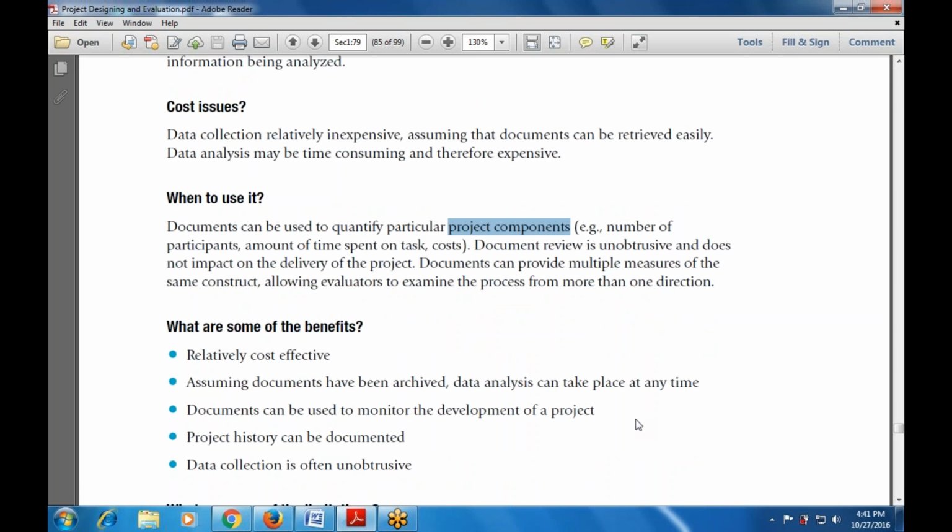So these documents can also be used to monitor the development of a project. Then the project history can be documented, and data collection is often unobtrusive. Unobtrusive in the sense that we do not obstruct the data; it is generally unobtrusive.